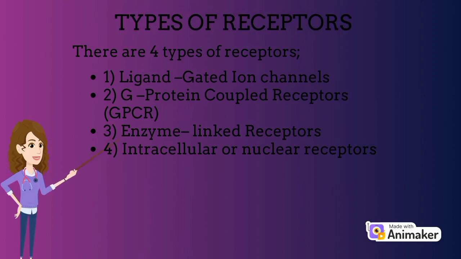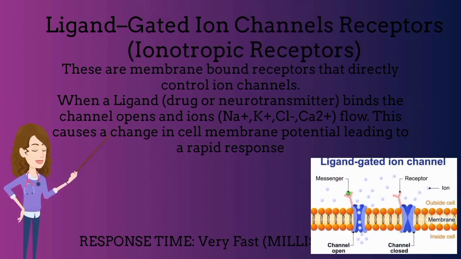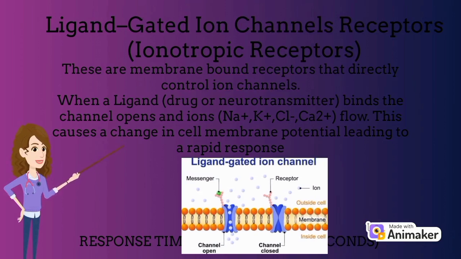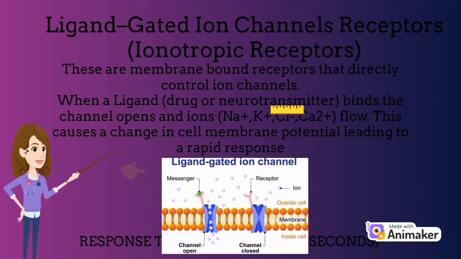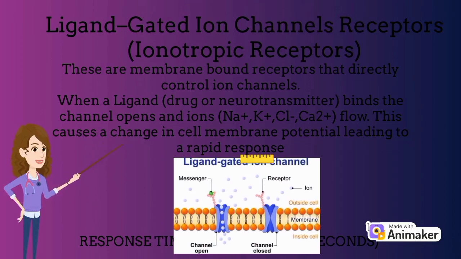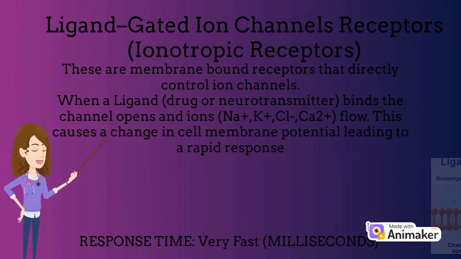Types of receptors. There are 4 types of receptors: ligand-gated ion channels, G-protein coupled receptors, enzyme-linked receptors, and intracellular or nuclear receptors. Ligand-gated ion channel receptors, also known as ionotropic receptors. These are membrane-bound receptors that directly control ion channels. When a ligand, drug, or neurotransmitter binds, the channel opens and ions such as sodium, potassium, chloride, and calcium flow into the cell. This causes a change in cell membrane potential, leading to a rapid response. The response time for this type of receptor is very fast, happening within milliseconds.